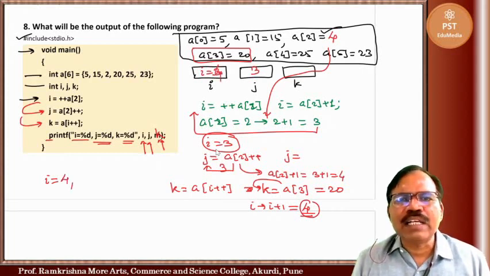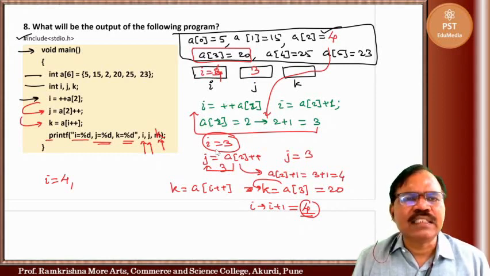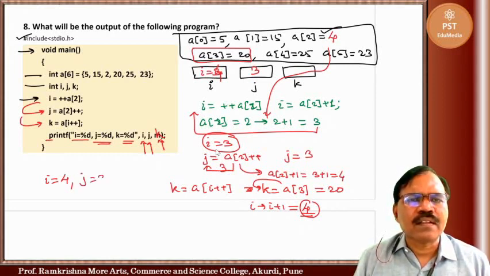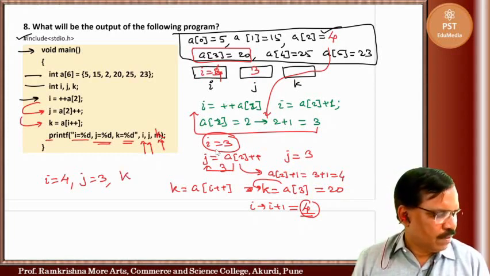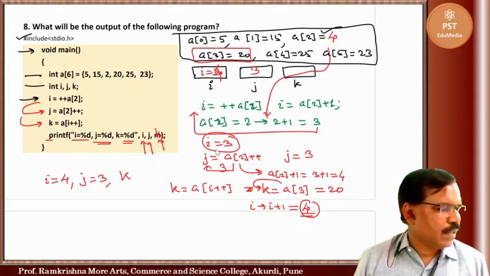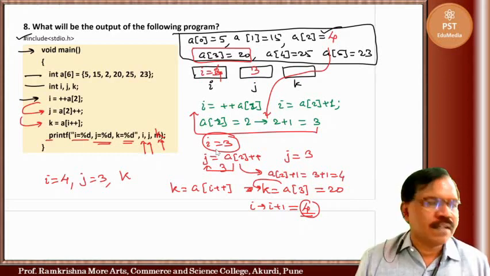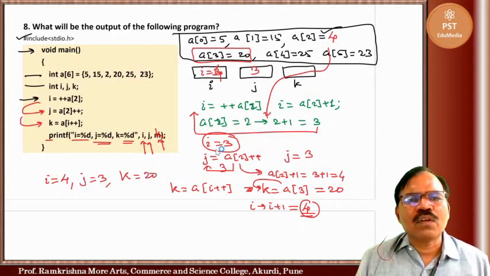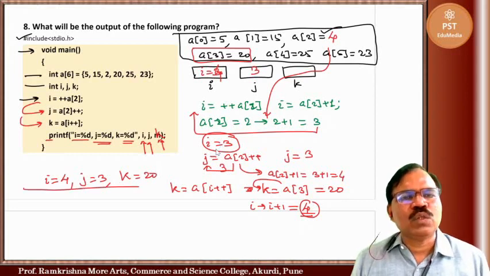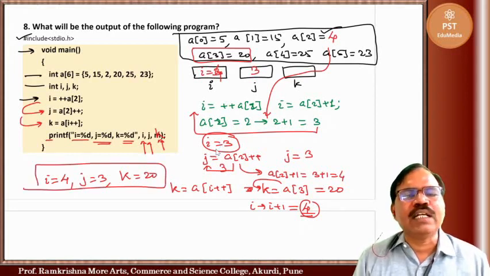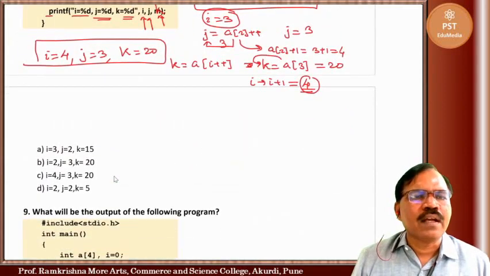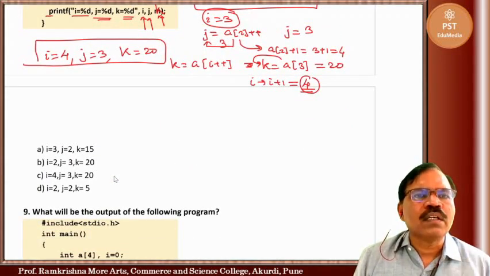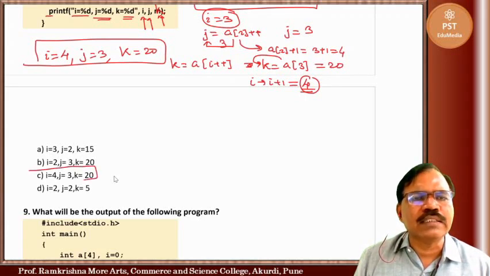What is the last value of J? J is 3. 3 is printed. And what is K? K is 20. So I equal to 4, J equal to 3, K is equal to 20. So if we take here I equal to 4, J is equal to 3, K is equal to 20, this third option is correct.